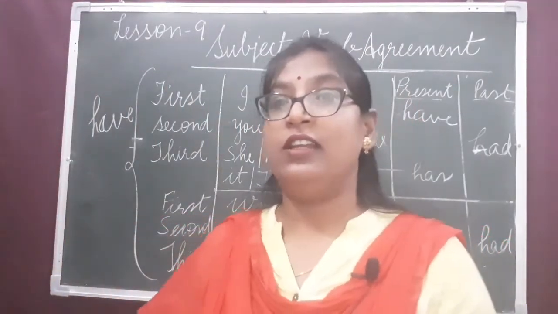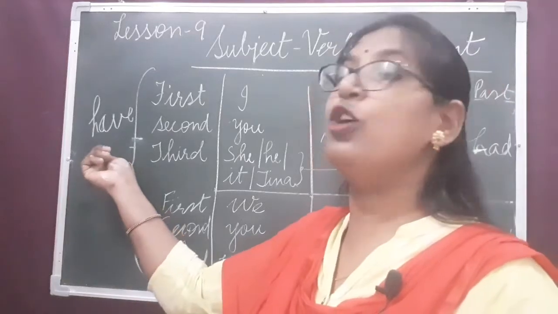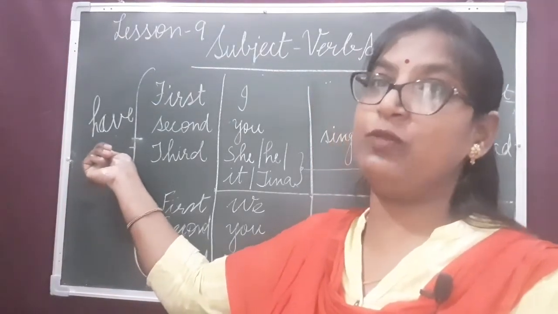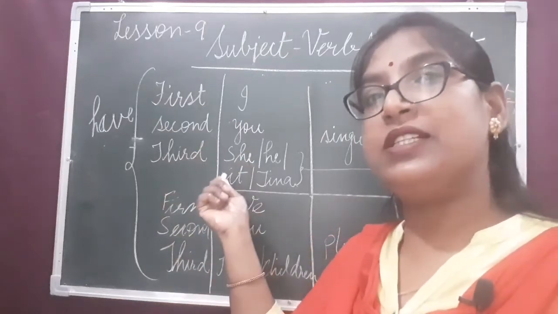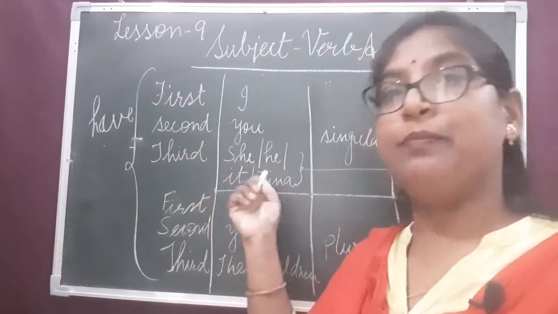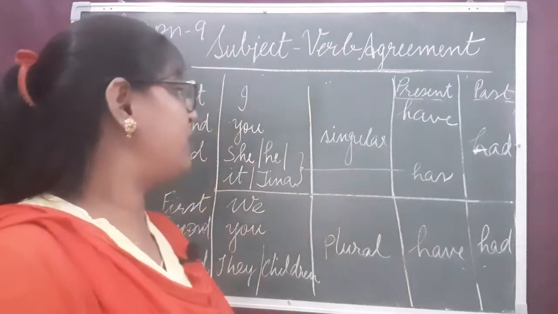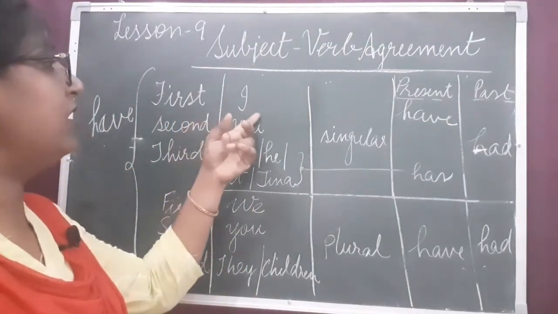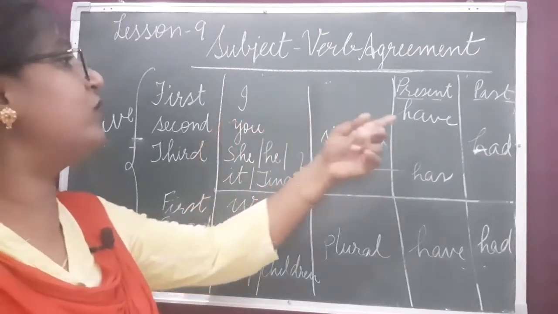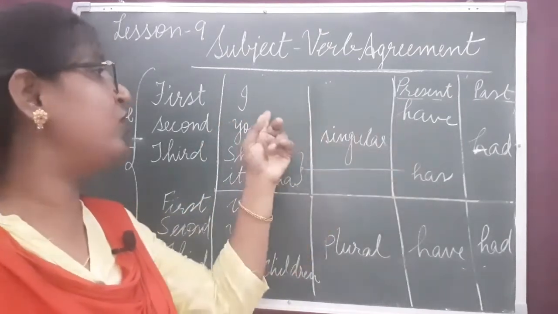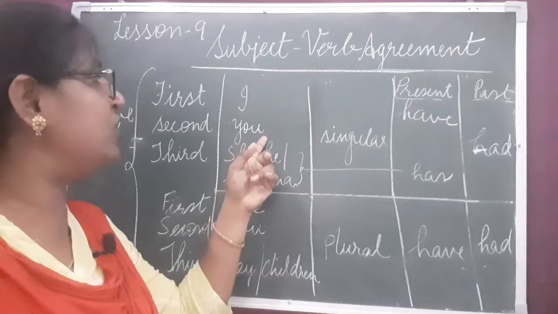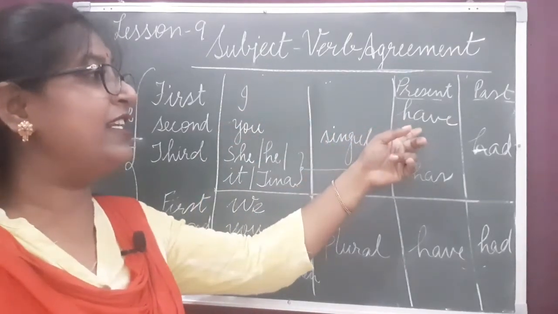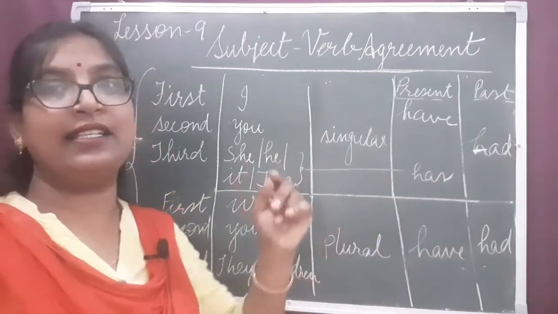Dear children, let us now see the form of have verb. Different forms of have verb according to the person and number. Dear children, if the pronoun I is the first person, singular in number, we use have. With I we always use have. I and you, with these two pronouns, we use have in present tense and had in the past tense.